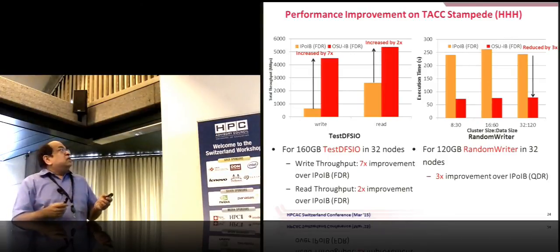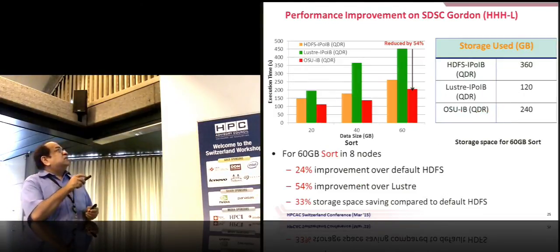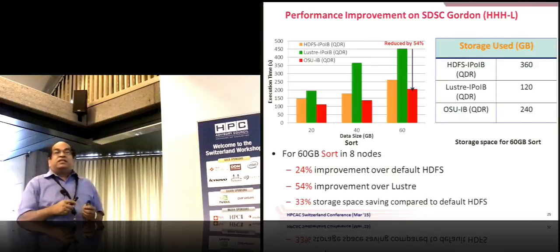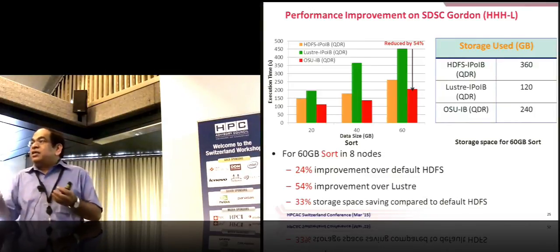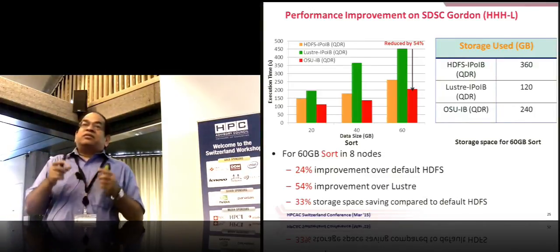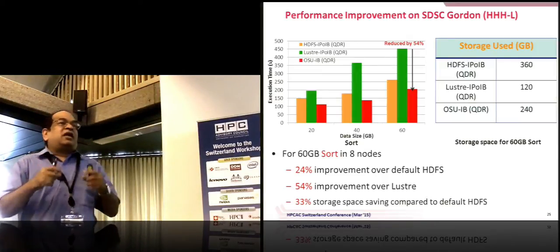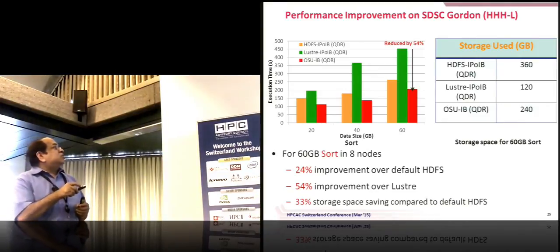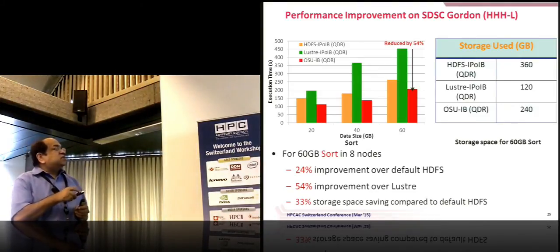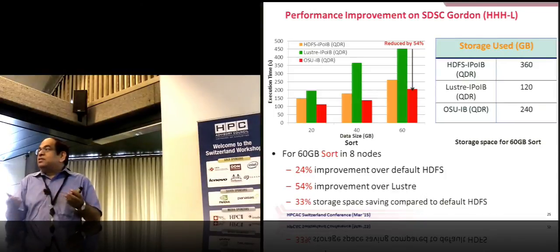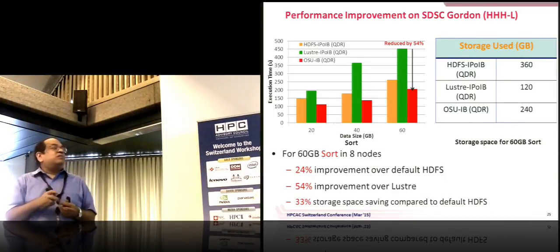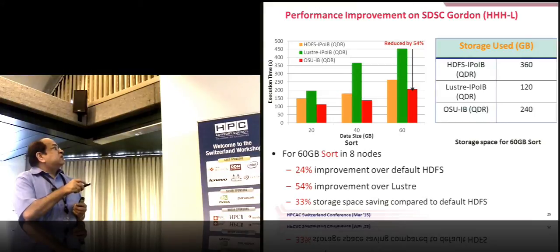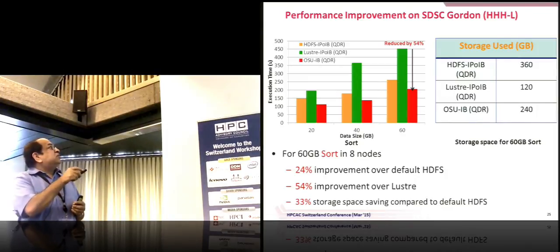Okay. Then this is another set of numbers taken from the SDSC, the San Diego Supercomputer Center. They had a supercomputer called Gordon, and in fact every node on that cluster has SSD. So we have run these experiments here. What we are trying to show is the sort, which is a standard benchmark in the Hadoop domain. Here we are using different data sizes, 20 gigabytes, 40 gigabytes, or 60 gigabytes, and trying to show how the execution time changes.